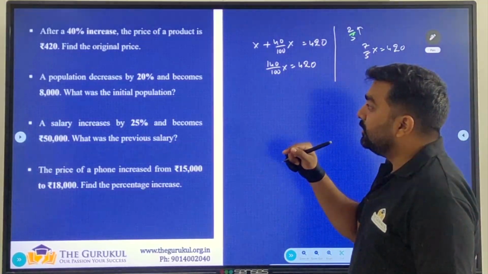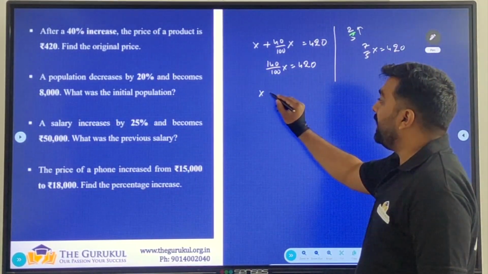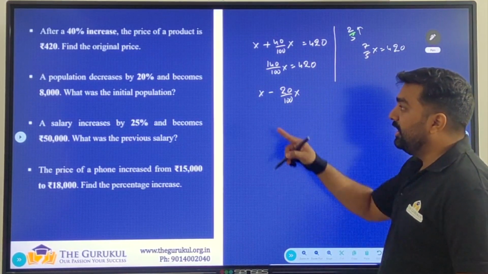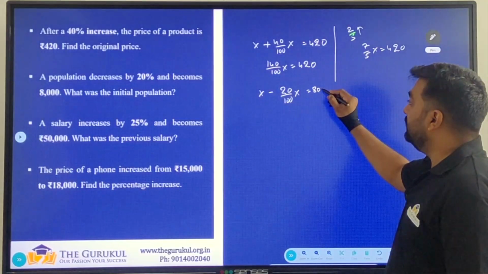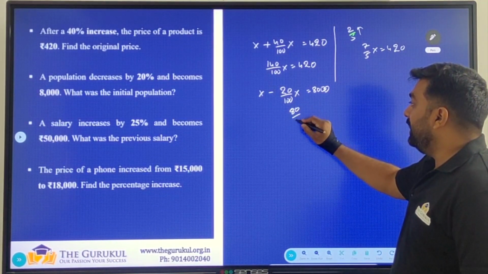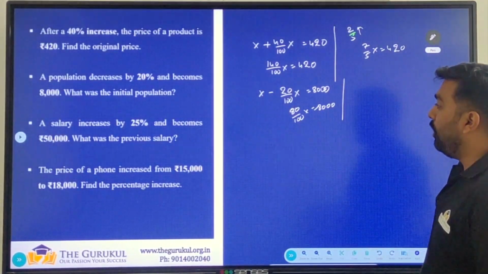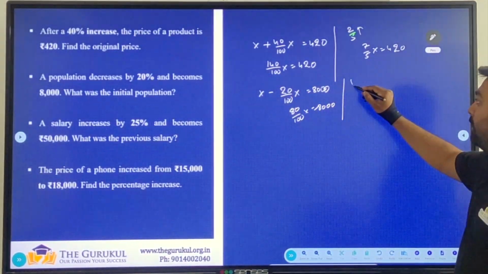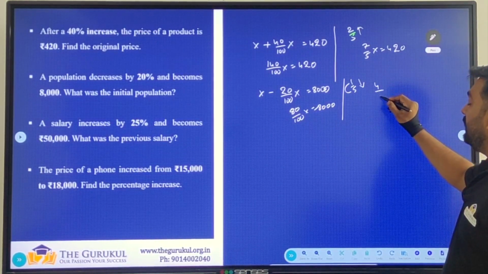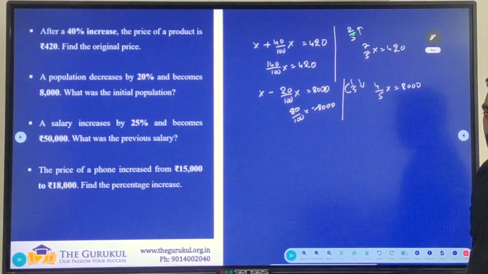Perfect. Next one. The population decreases by 20%, which means X minus 20% of X and becomes 8,000. This is equal to 8,000. We can write it as 80 by 100 of X equal to 8,000, or 20% is 1 by 5. 1 by 5 decrease is happening. 5 minus 1, 4. 4 by 5 X is equal to 8,000.